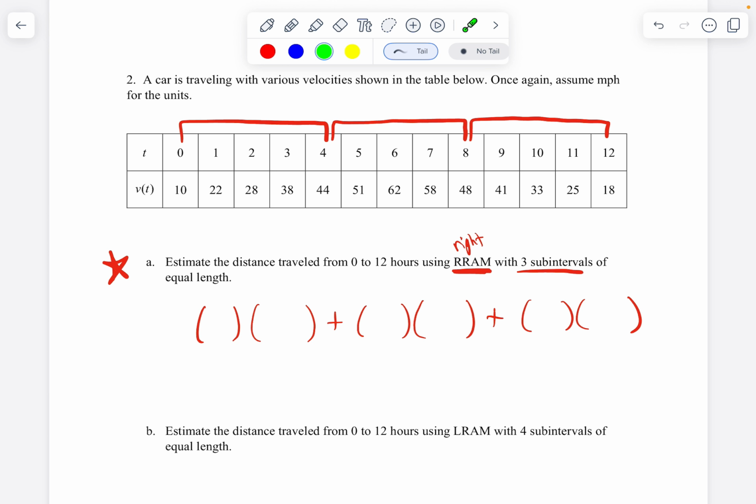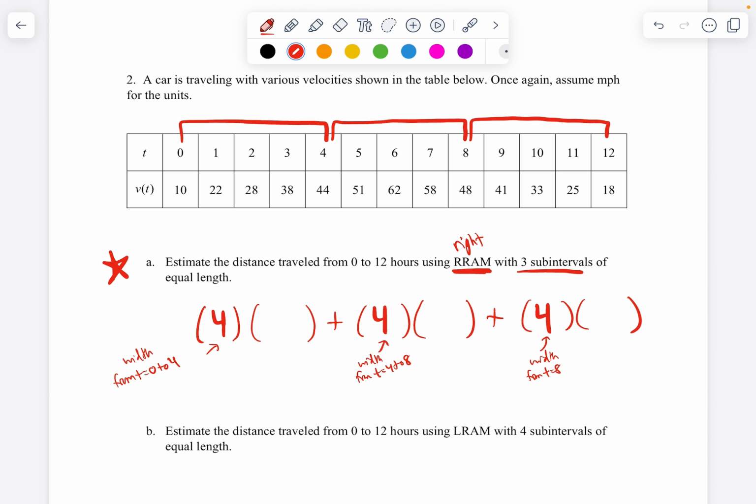Each of these groups is from 0 to 4. It's 4 big. Every one of them is 4 big. So these are all 4 because this is the width from t equals 0 to 4. This is also 4 because it's the width from t equals 4 to 8. And this is also 4 because it's the width from t equals 8 to 12. So all my rectangles are 4 wide.